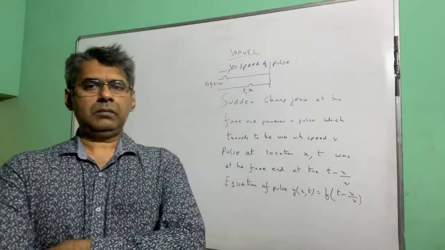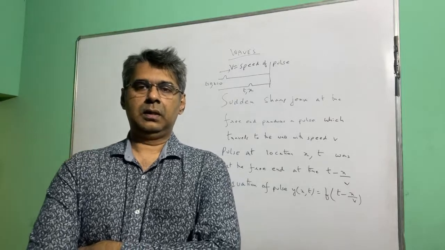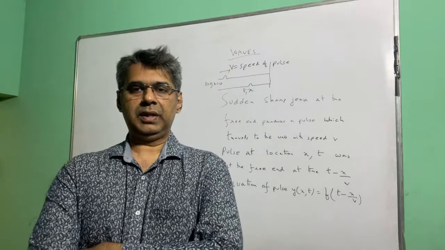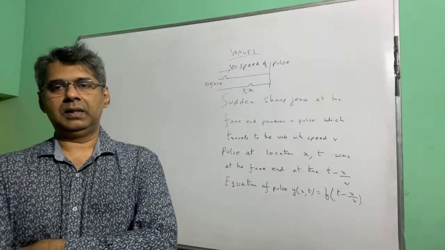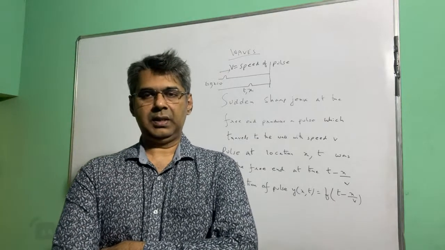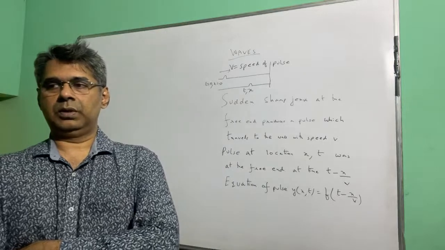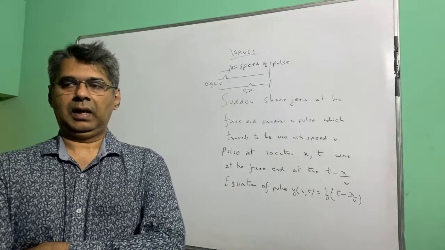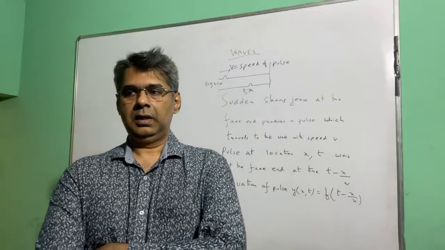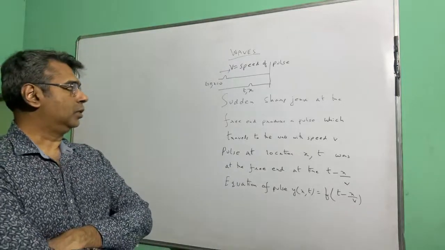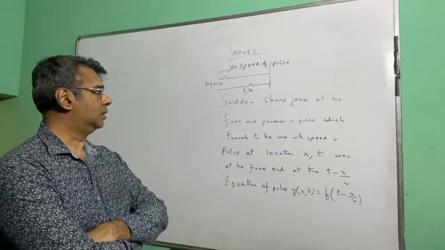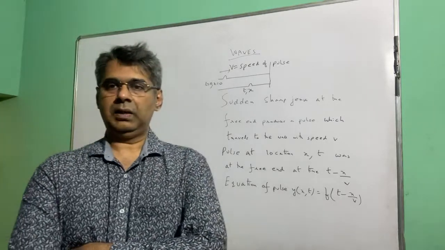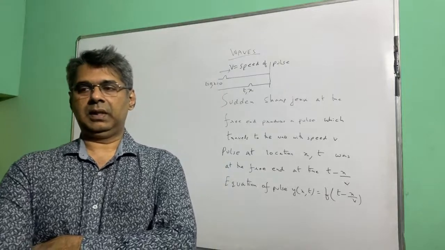Now one very important thing is that the person has given the string a jerk, and after that he is just holding the string in his hand. Because he is just holding the string in his hand, you will only have one pulse, and after that you will not have anything else.